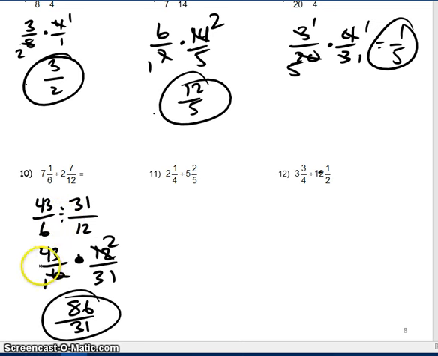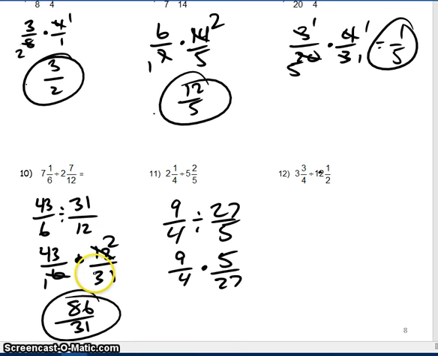Let's try 11 here. Improper fractions. 4 times 2 is 8, plus 1 is 9, so it is 9/4, divided by 5 times 5, 25, 25 plus 2 is 27, for 27/5. So I did get myself improper fractions. Now I need to rewrite. So 9/4 times, and let's take the reciprocal. So then we do end up flipping it.